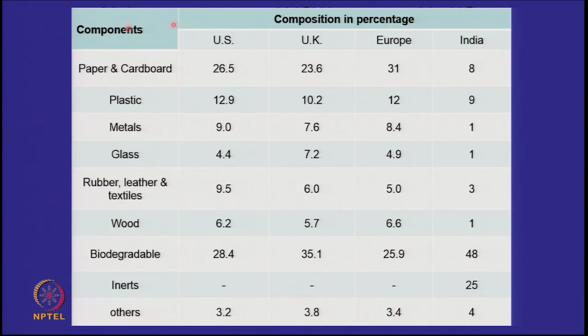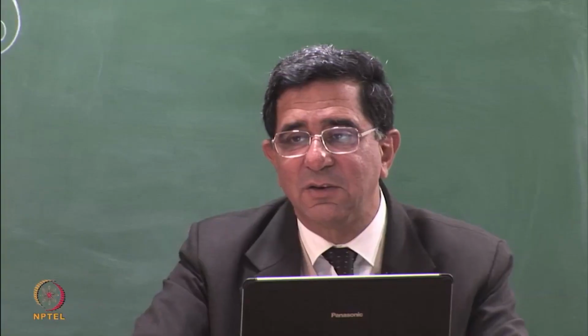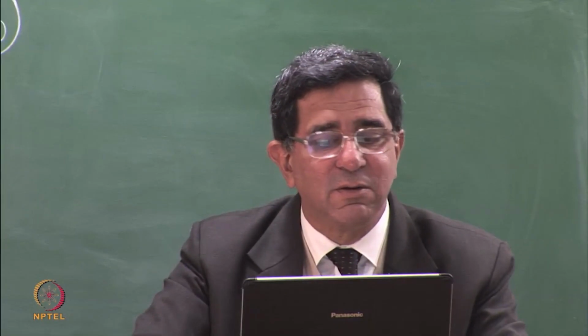So if I look at the type of waste which is coming out in different countries, these are the components of municipal solid waste: paper, plastic, metals, glass, rubber, leather and textiles, wood, biodegradable, inerts, other. So first remember, inerts is not like true inerts, it's like construction and demolition waste. So if I see India here, and if I see US, UK, Europe, you find a lot of paper and cardboard here, but not here. And the answer to that is the kabadiwala system, the household collection, individual collection system. Our paper goes to them.